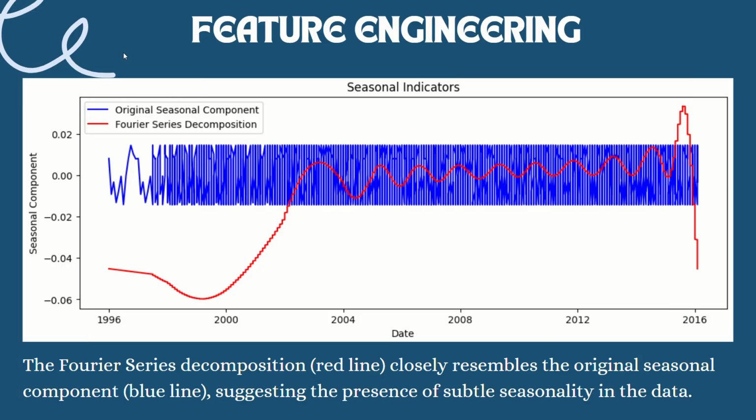Then we did the seasonal indications, where the seasonal component was mapped against date. We can see the Fourier series decomposition was adopted, which is the red line, and it closely resembled the original seasonal component, which is the blue line, where we said stability in seasonality was not mapped. But here we suggest there is a presence of subtle seasonality in the data in comparison to the previous time series data we obtained. So feature engineering has enhanced our data as of now.